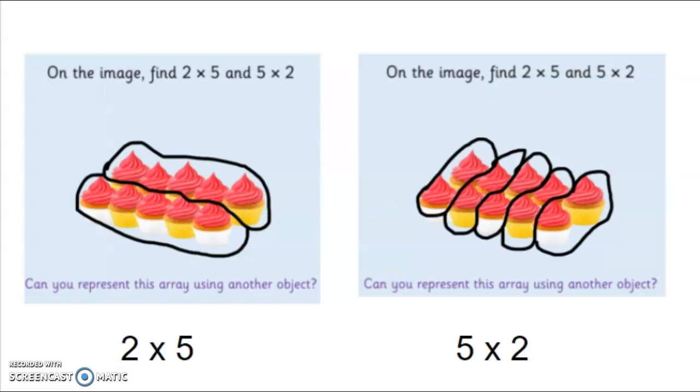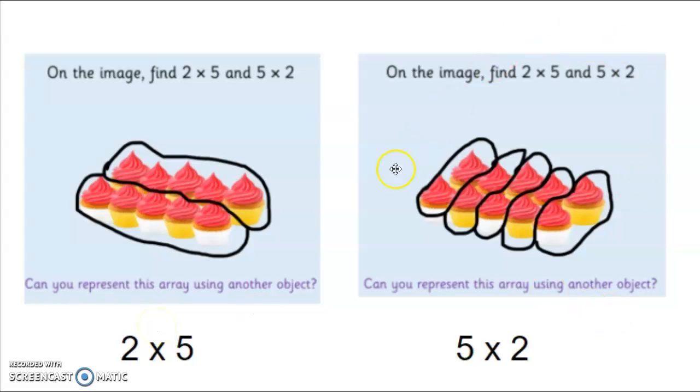How did you get on? Did you come up with the same answer as I have? So if you look at the first image over here, I have found the number sentence 2 times 5. Can you see that I've put a circle around 5 cupcakes and then another 5 cupcakes? So that means there are 2 groups of 5, or you can say 2 lots of 5, or 2 times 5. The times symbol, you can say it in different ways, but it means the same thing.